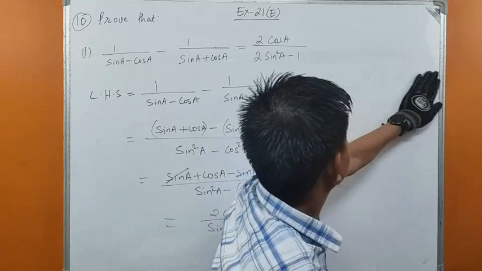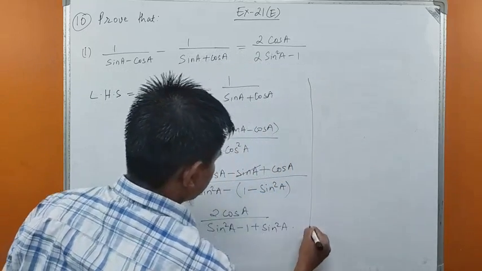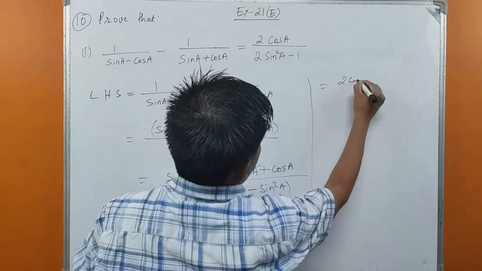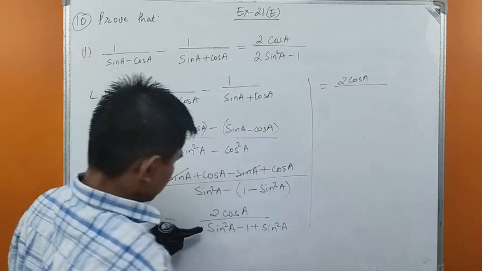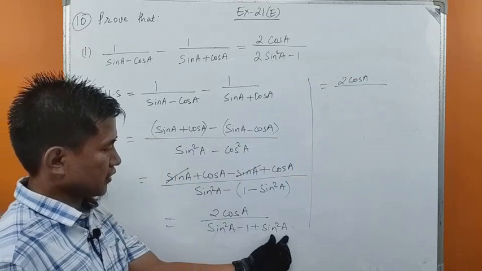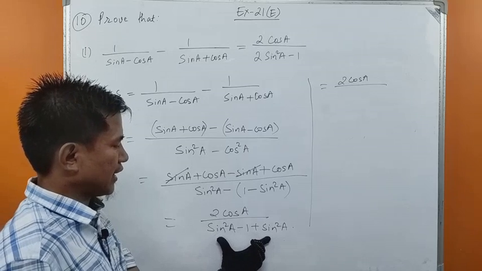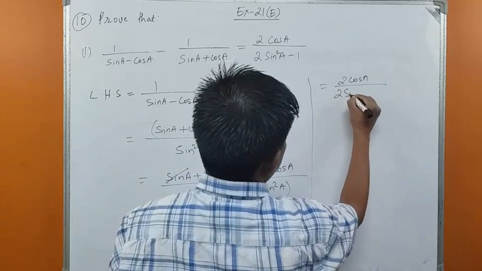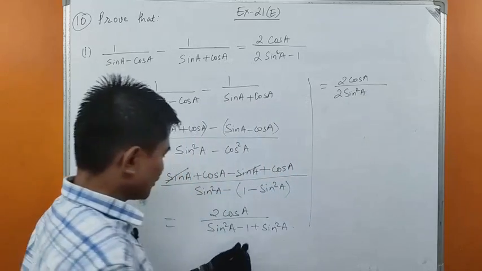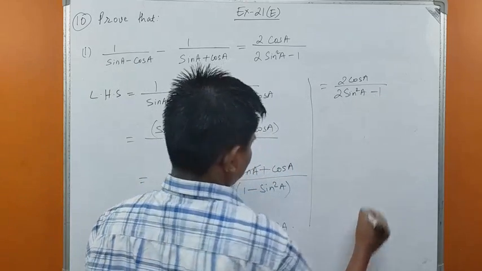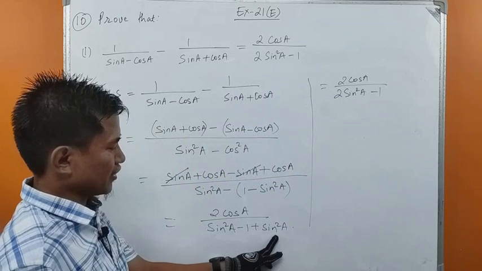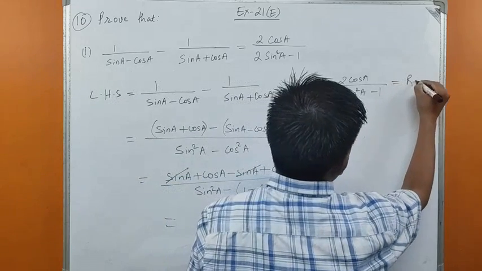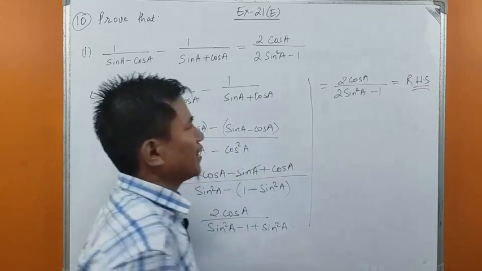So let me continue here. This means we have 2 cos A in the numerator, so no need to change this. 2 cos A upon, so sin square A is plus and this sin square A is also plus. Same sign means we must add these two numbers. Sin square A plus sin square A gives us 2 sin square A, isn't it? So this minus sign, minus 1 comes here. Sin square A plus sin square A, 2 sin square A minus 1. So this is what we have in the right hand side, equals to RHS. Hence proved. I hope you got this.